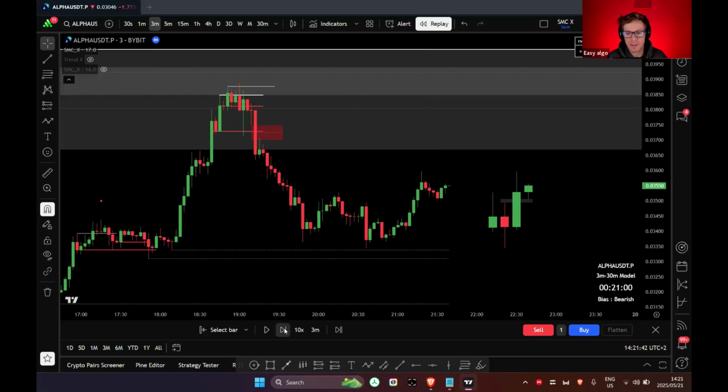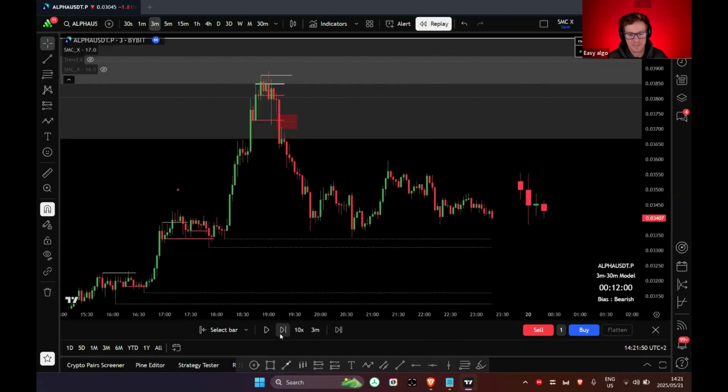So let's see what happened there. And you can see we got a little bit of a retracement back up. And then I think price, did it come take out those lows?